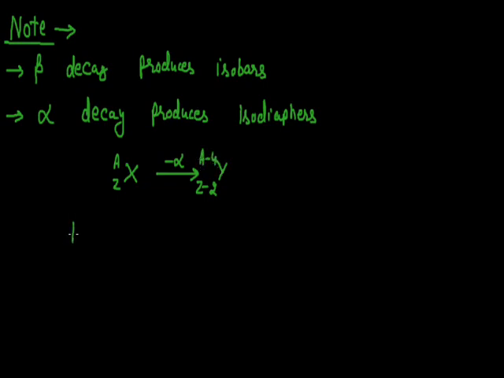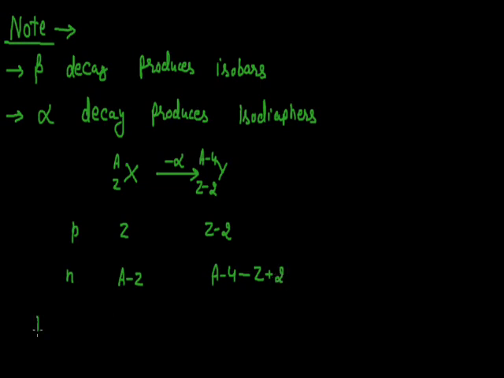The number of protons present in the first one is Z, while for the second one the value is Z minus 2. The number of neutrons for the first one is A minus Z, while for the second one the value is mass number A minus 4 minus atomic number Z minus 2, and the total value will be A minus Z minus 2 here.